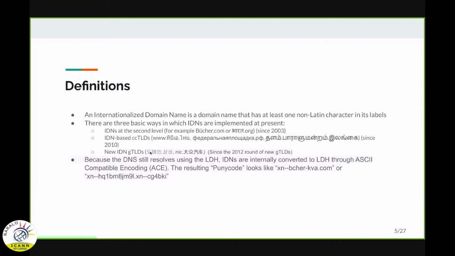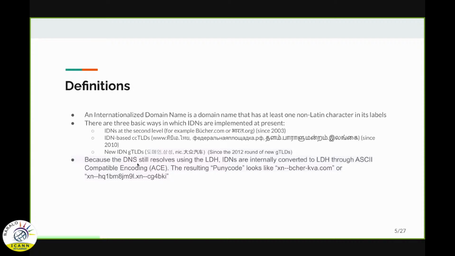The third is new gTLDs in IDNs. This has been available from around 2012 onwards, but the actual domains started being available from 2013. They were included in the 2012 round.